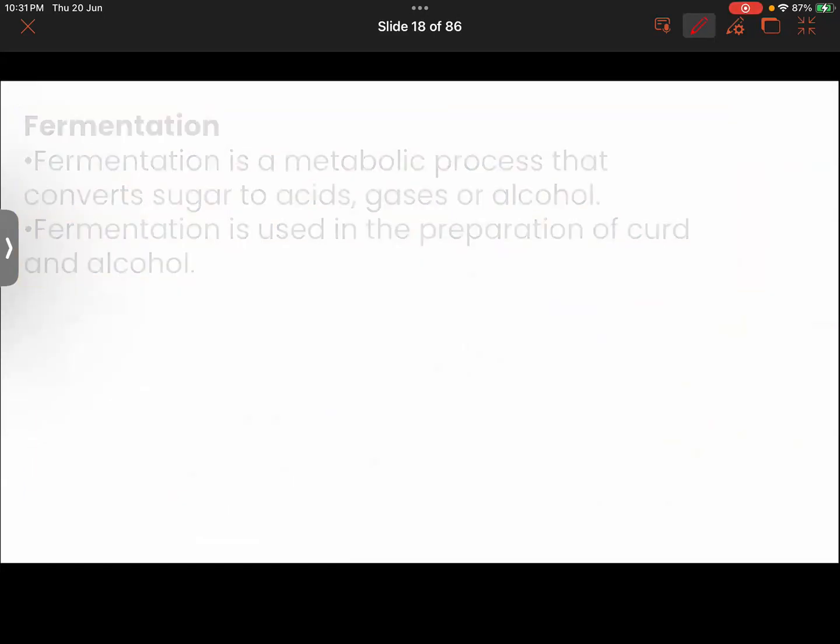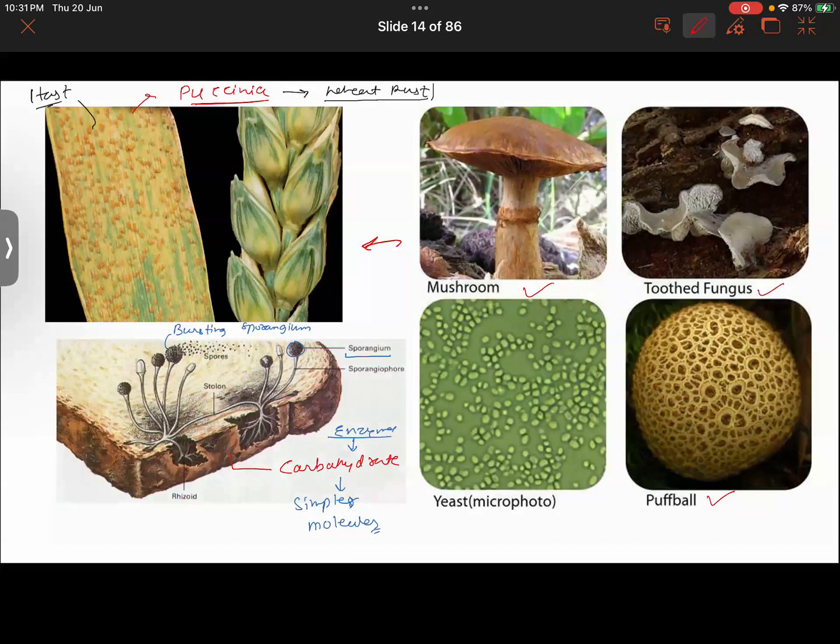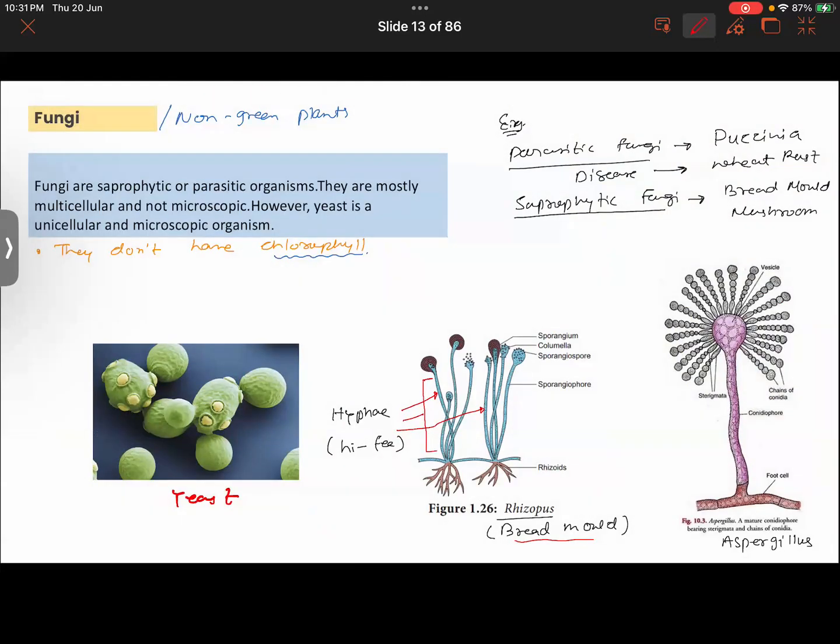Look over here. This first image is of a yeast. Okay, do tell me, the formation of curd from milk is done by which of the following? Is it done by lactobacillus? Is it done by molds, yeast, or bacteria? Lactobacillus. This is the lactobacillus bacteria.